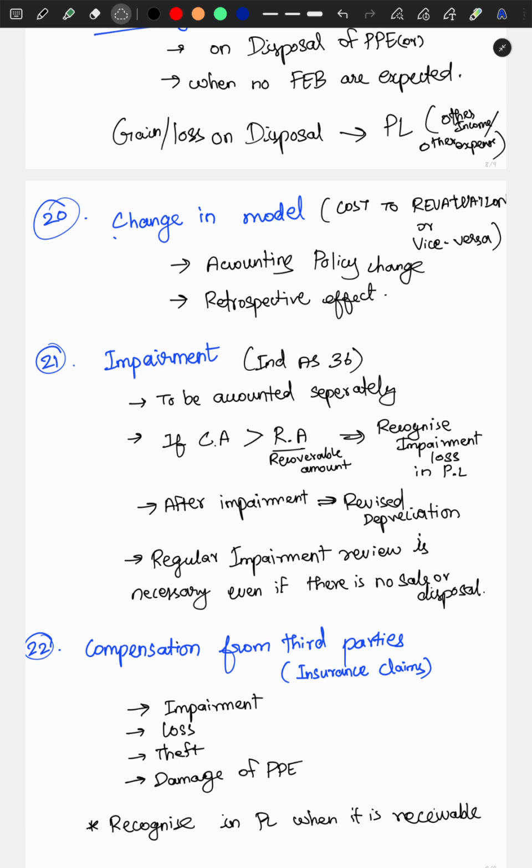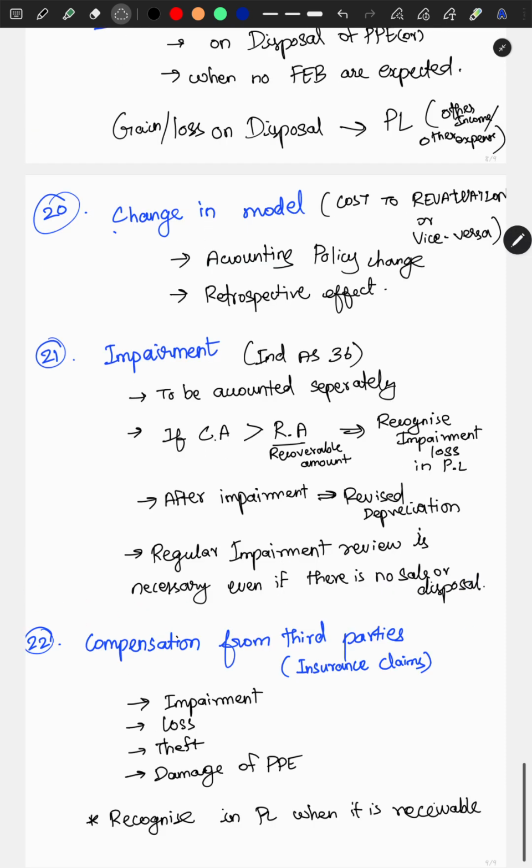So how will I do that? The 2 lakh loss has to be recognized as impairment loss in P&L. Then the asset value will reduce to 8 lakh. Then after impairment, revised depreciation has to be calculated. Then regular impairment review is necessary even if there is no sale or disposal.